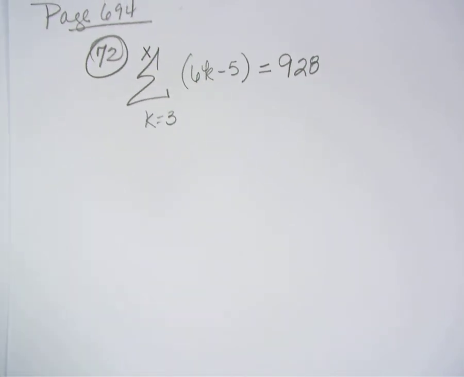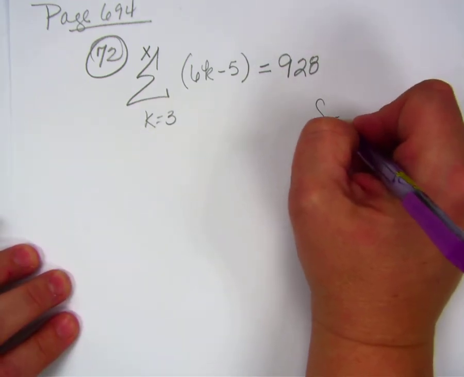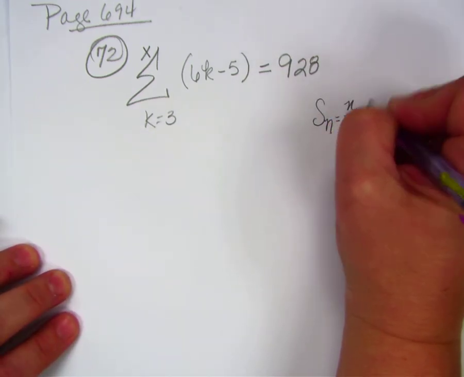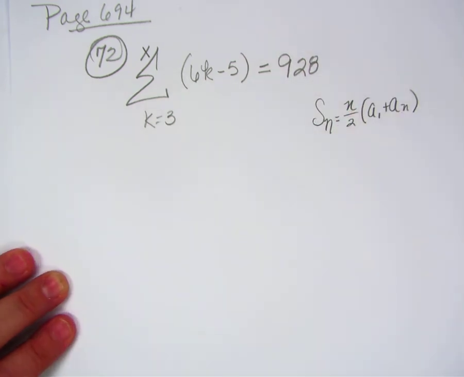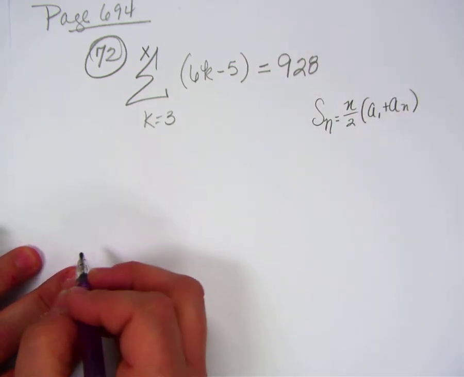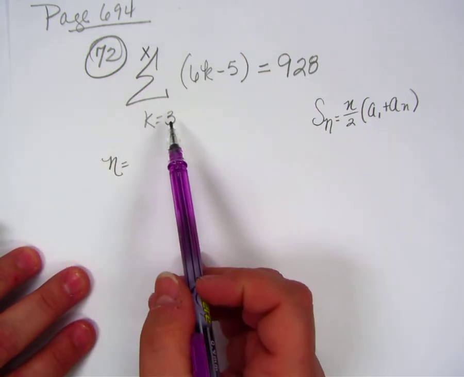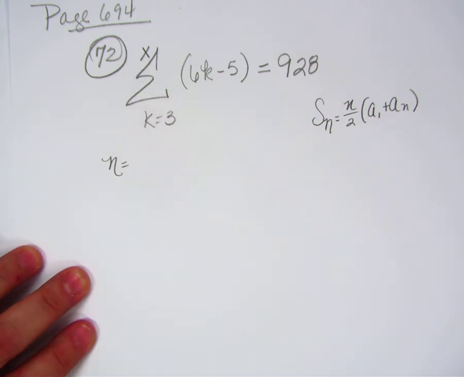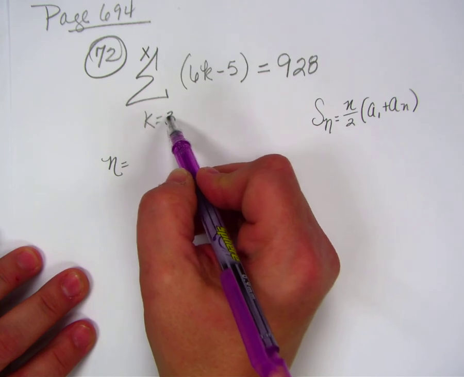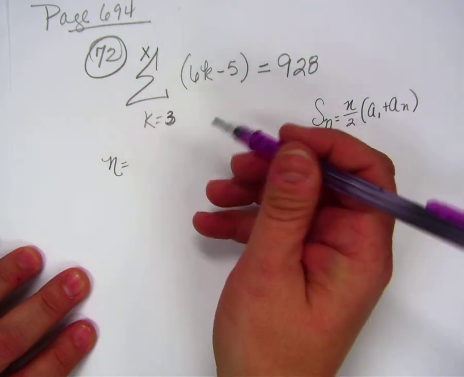So I know that I'm going to use the formula S sub n equals n divided by 2 times the first term plus the nth term. So n is the number of terms. I don't know how many terms that is. But remember what we said was you could subtract and add 1. Remember that?